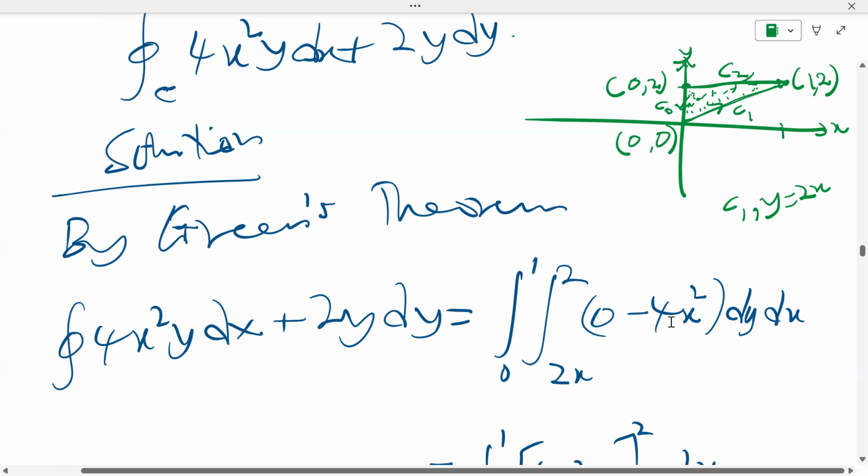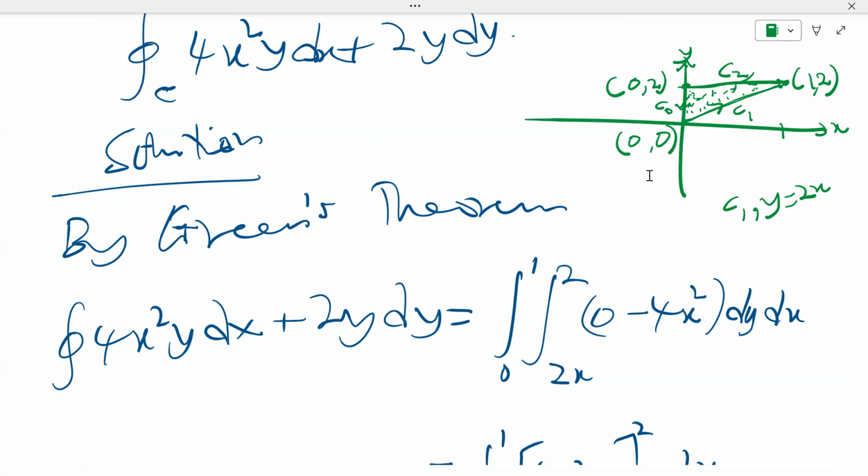Then within the interval, remember that C1 gives us y equals 2x, and the final y also gives us 2. Then x moves from 0 to 1. So from 0 to 1 for x, and then the y along the line is also important right away.